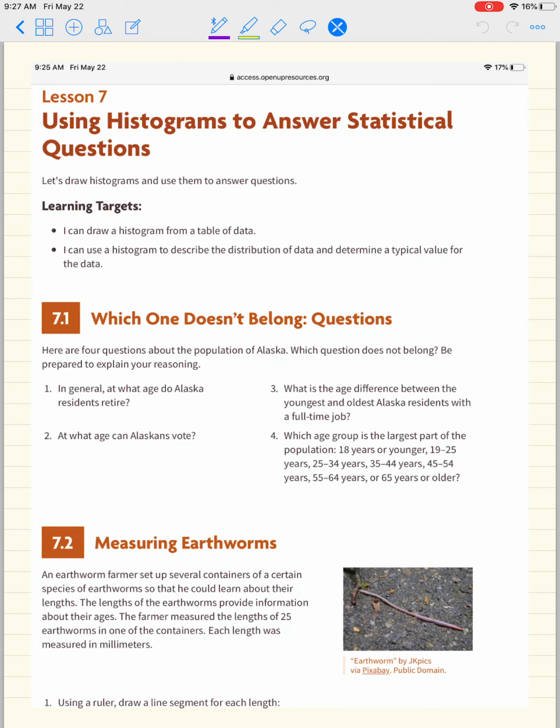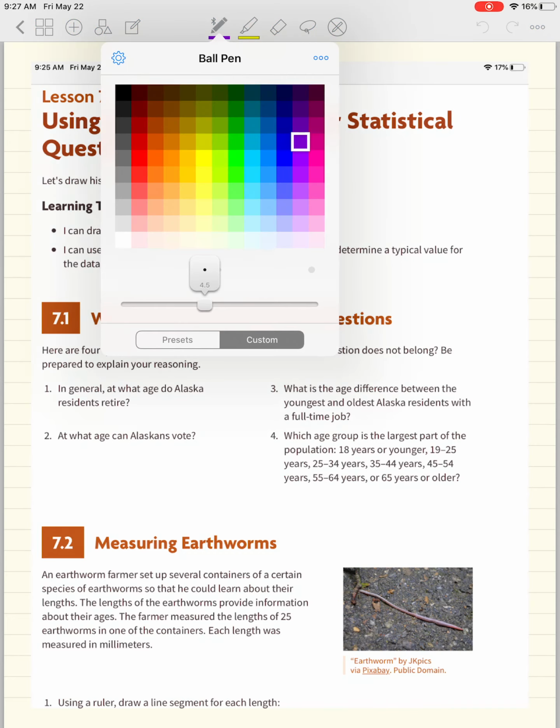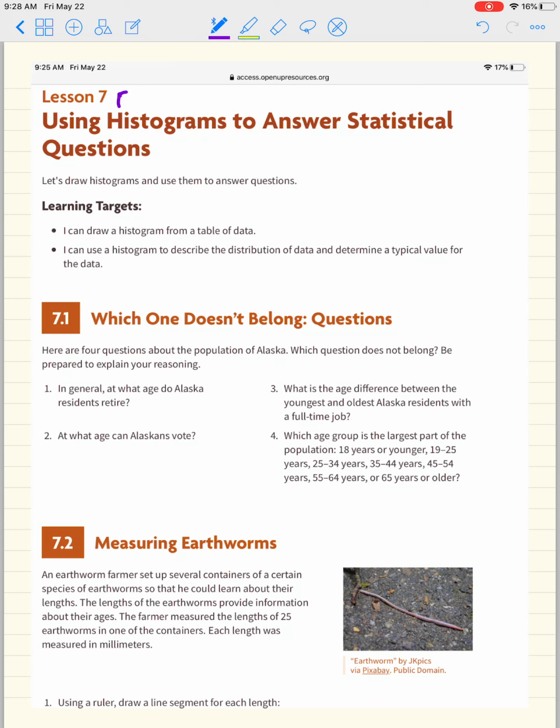This is a Friday class since we do not usually have math class on Fridays. The lesson today is using histograms to answer statistical questions. Remember that a histogram is just a bar graph, so don't get afraid by that big word. It's just a bar graph.